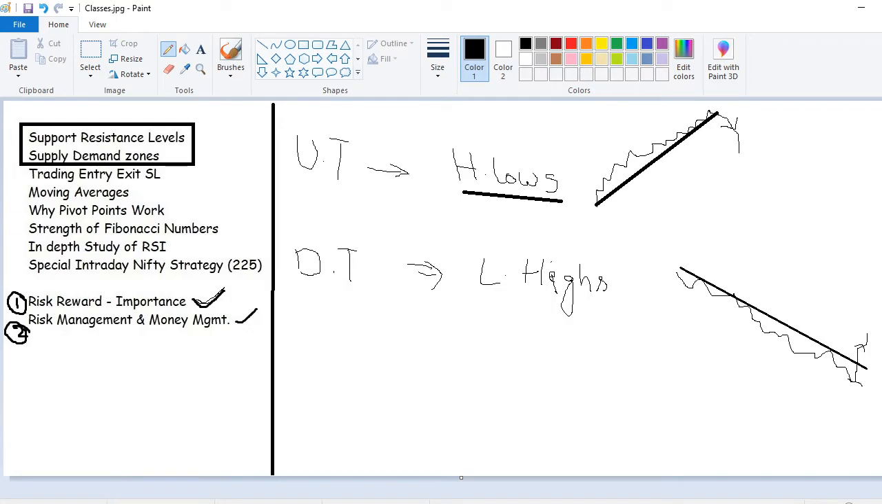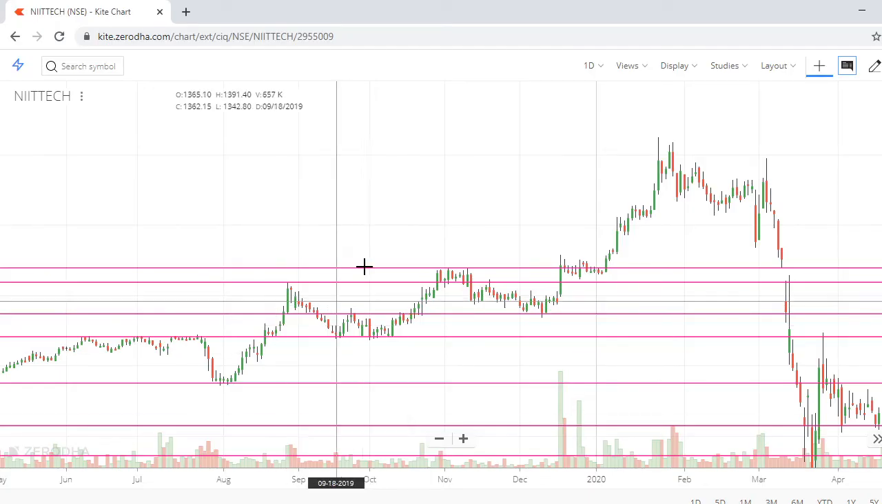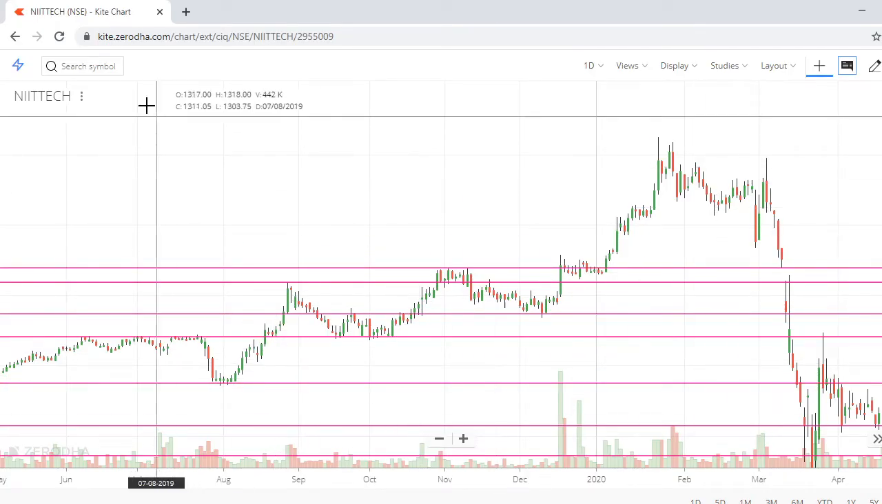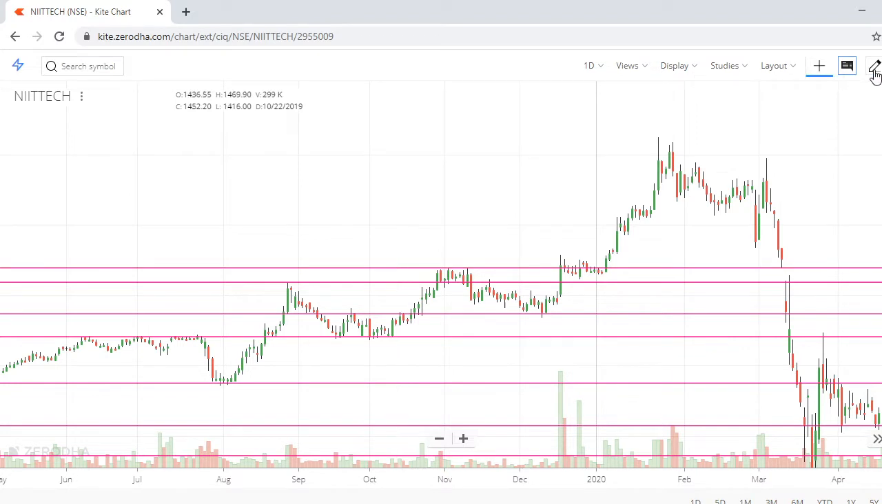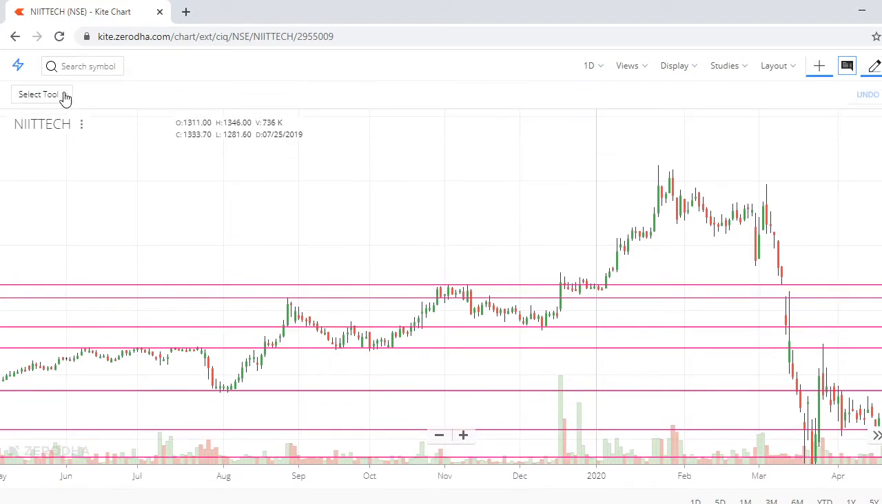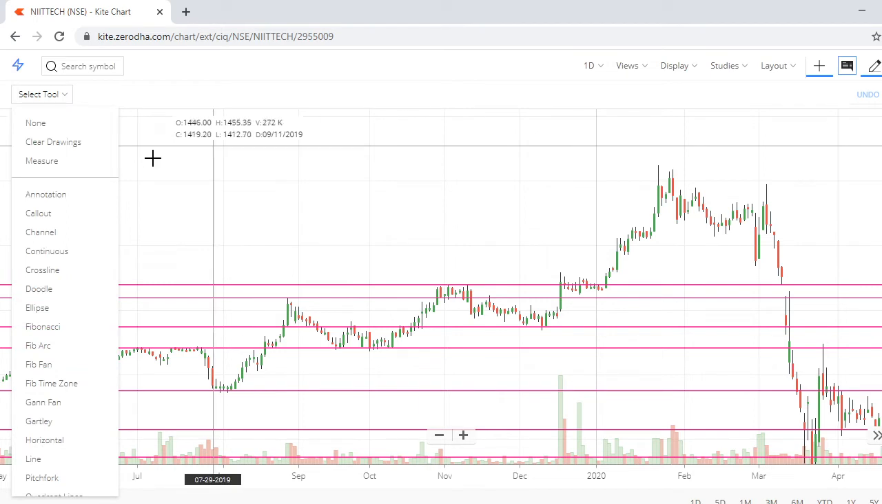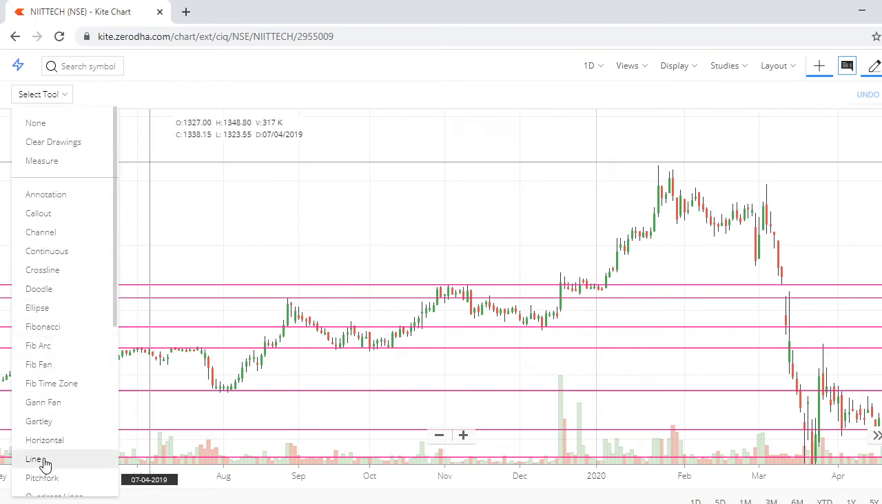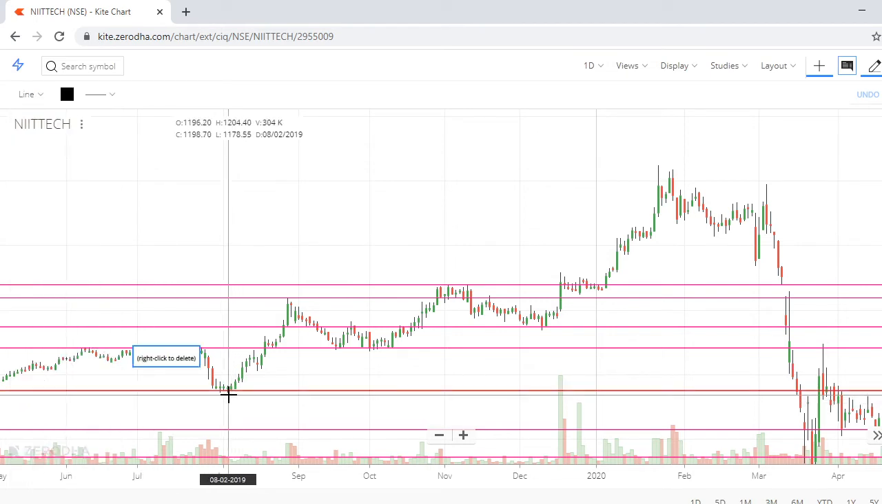Now if you look at the charts, let's suppose the NI Tech chart is there. Now I'm going to draw the lines, go to draw and then select line here. What we need to do is try to join the bottoms.